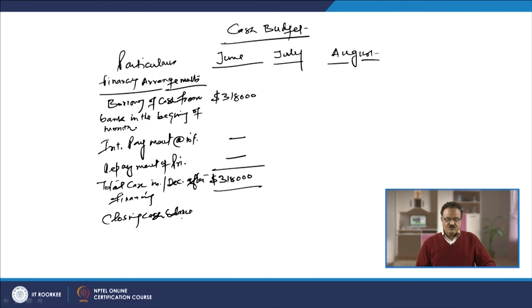This we will use for the current month's payments. So it means finally our total receipts plus borrowings will be equal to the payments. So we have nothing left outstanding to be paid to anybody.